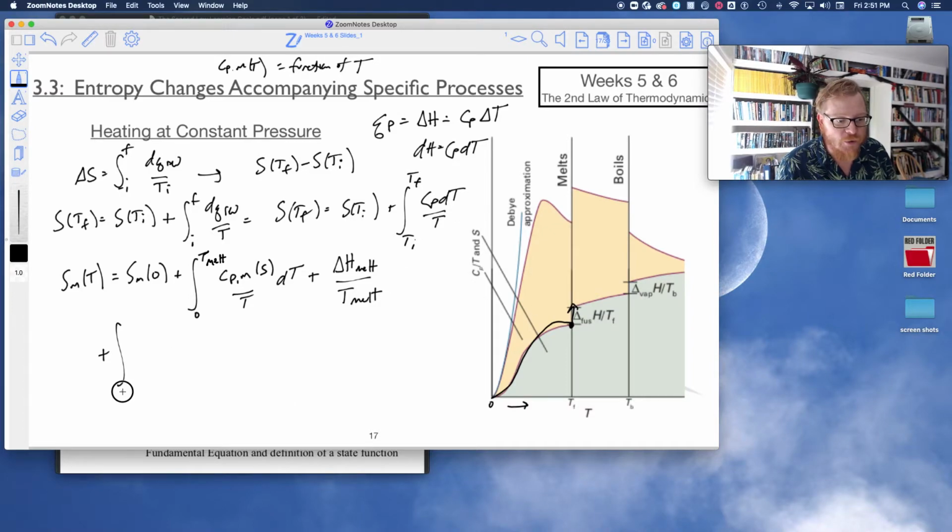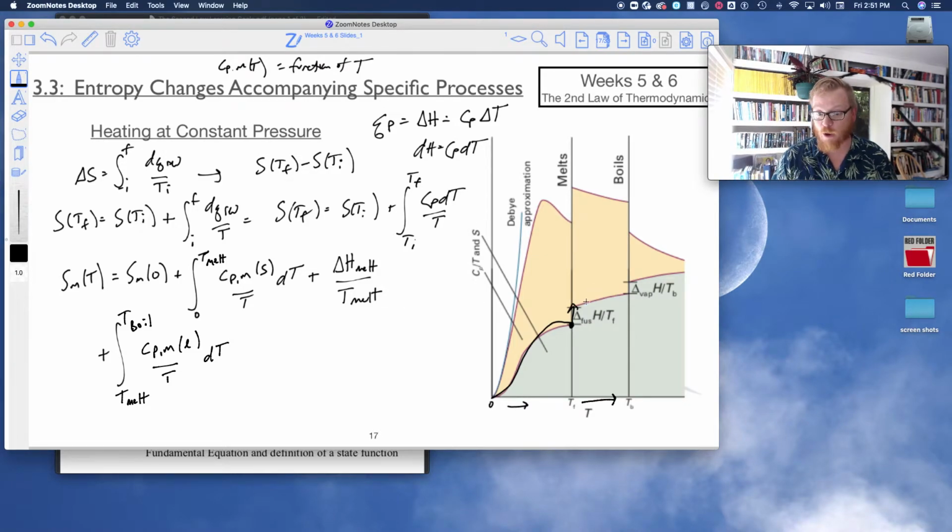Now we can integrate this from T melting point to T boiling point, right? So this goes now from TF to TB, or the melting temperature to the boiling temperature. And we know that's going to be Cp, the molar heat capacity of the liquid, divided by temperature, dT.